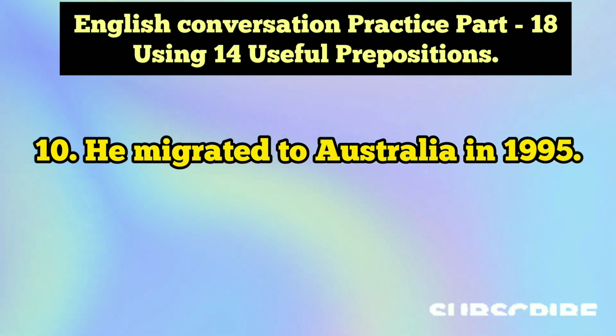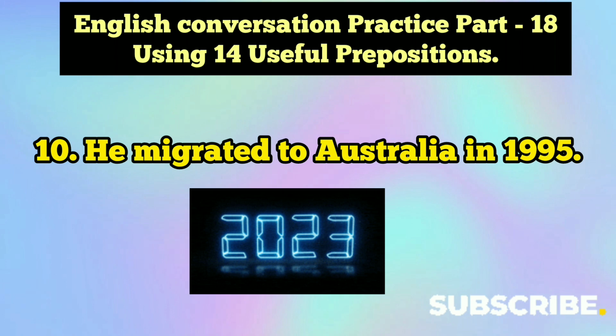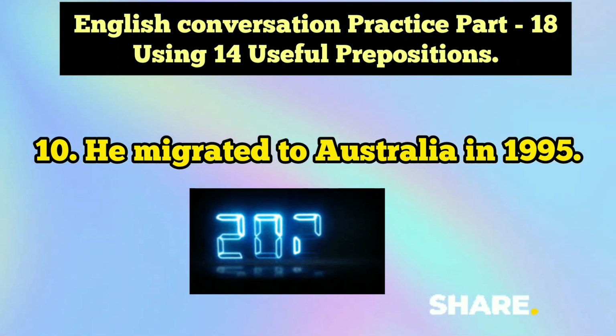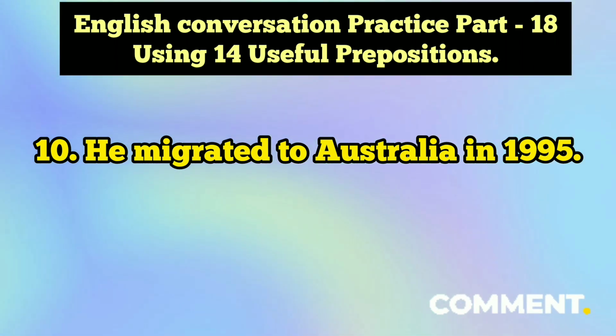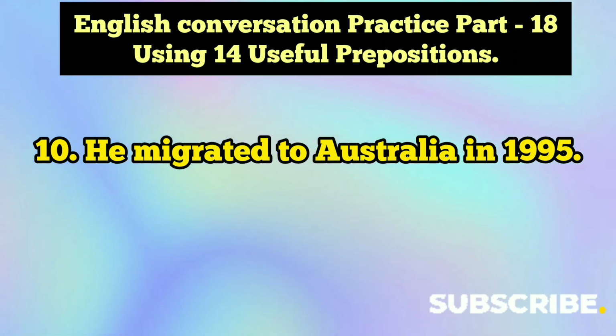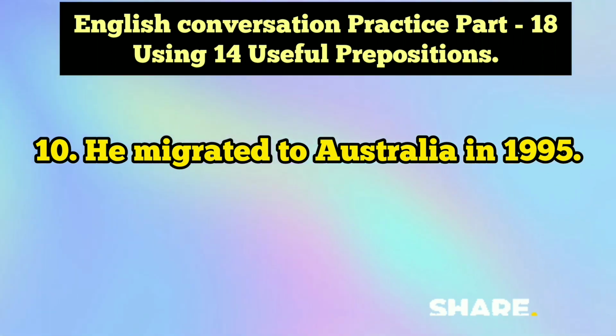So I hope you understood the difference. Here I'm talking about a year, so before a year we cannot use on, we have to use in: he migrated to Australia in 1995, not on. So this is a common confusion people have, so after this I'm quite sure you won't get confused.